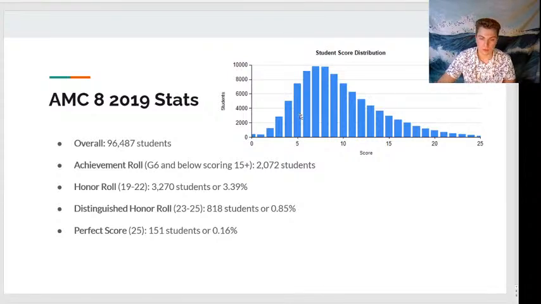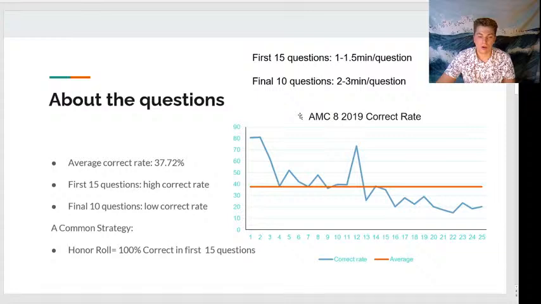Awesome. So moving right along, we're going to look at, for 2019 specifically, how the questions kind of broke down. Now, the average correct rate for the exam as a whole was about 37% last year. And comparing that to previous years, that's about what you see year to year. It's not particularly difficult or particularly easy of a year compared to other AMC8s. So the question makers did a great job there.